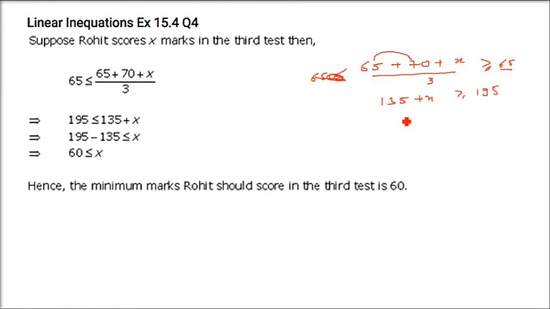Take 135 to the right hand side. The x should be greater than or equal to 60. So Rohit should score at least 60 and above in the 3rd test. That is the minimum marks he should get.